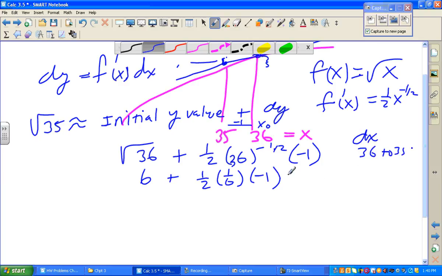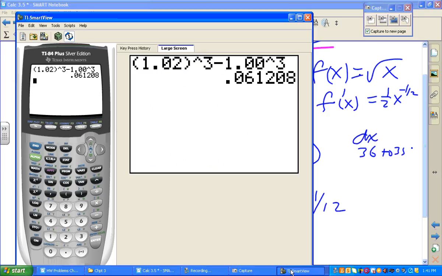And how did you get the 1/2 and negative 1/2? That's the derivative of my function. So what is 6 minus 1/12? Well, it's obviously 5 and 11/12, isn't it? Great! 5 plus 11/12.